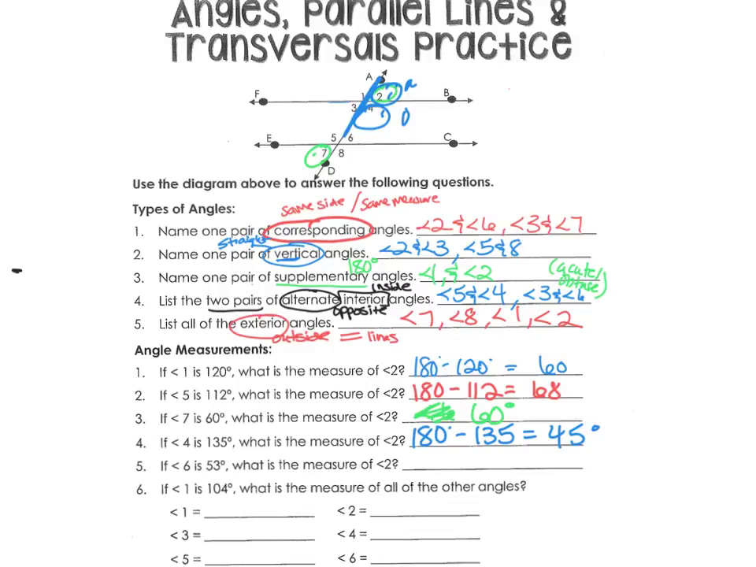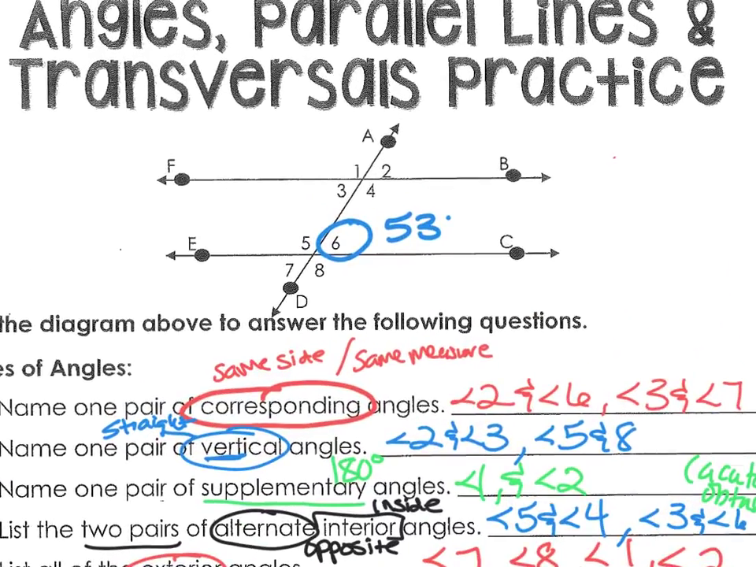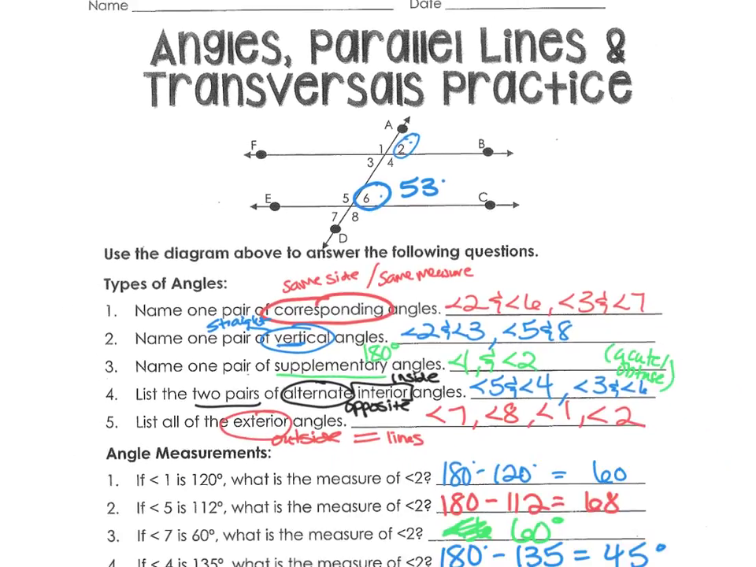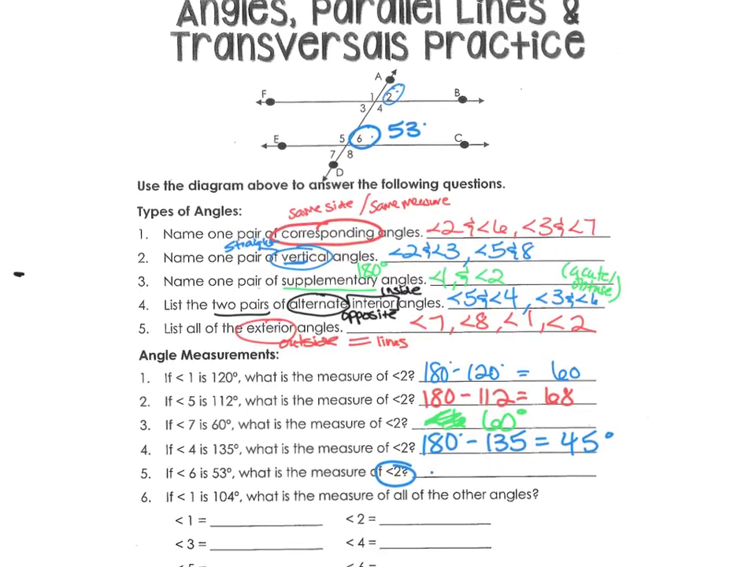Number 5. Let me erase some of this stuff. Number 5, if angle 6 is 53 degrees, then what is the measure of angle 2? So angle 6, 53 degrees. So let's look at that relationship. 6 is in the same location, it's the same angle measure as angle 2. They're both the acute on the same side, so they're corresponding. So it would just be the same, 53 degrees.